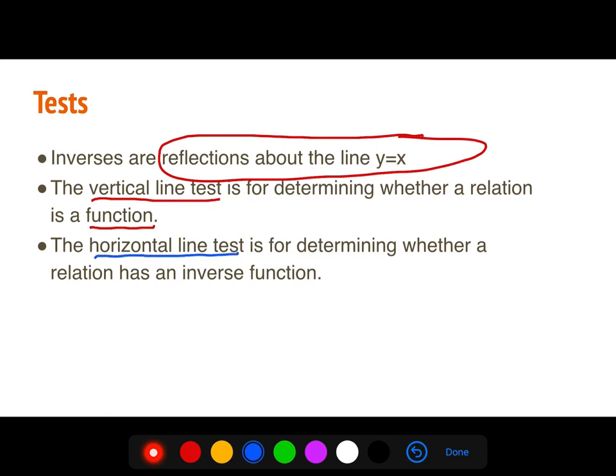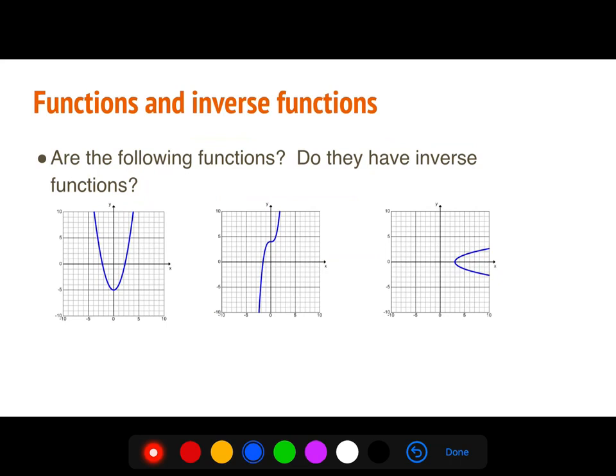Inverses are going to be reflections over the line y equals x. You need to know this. A vertical line test is going to tell you whether a relation is a function. And the horizontal line test is going to tell you whether your relation has an inverse that's a function. And we're going to practice those two tests.